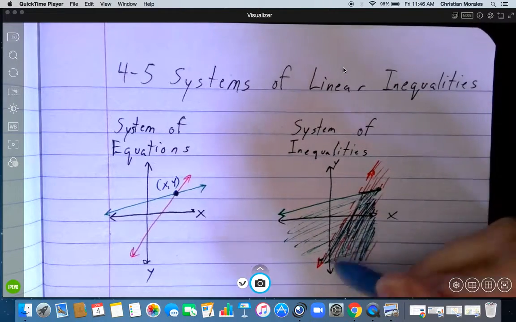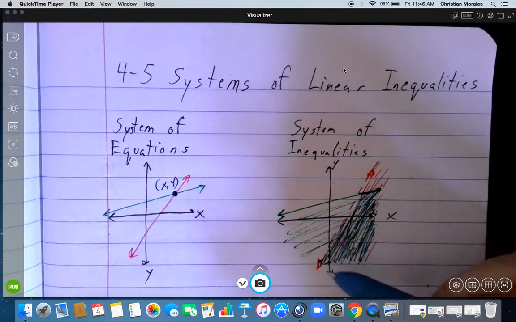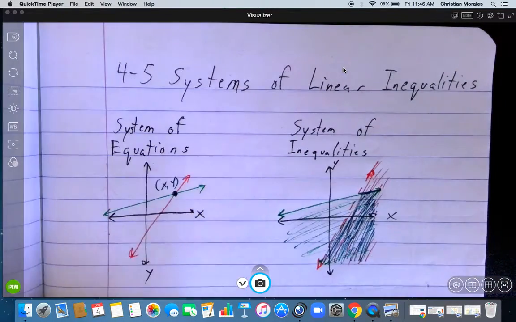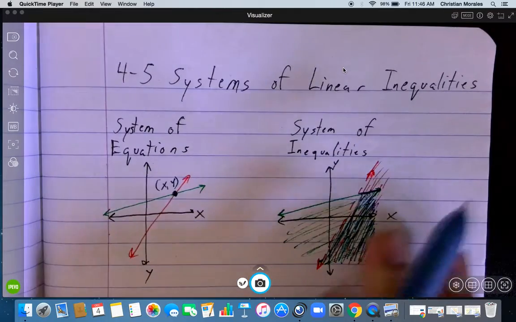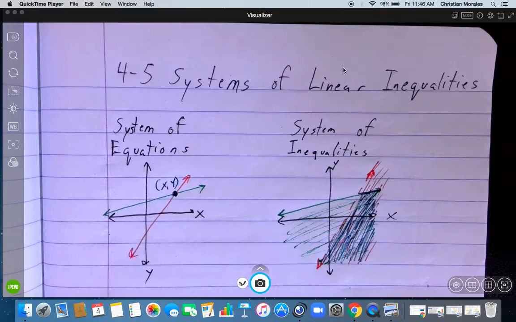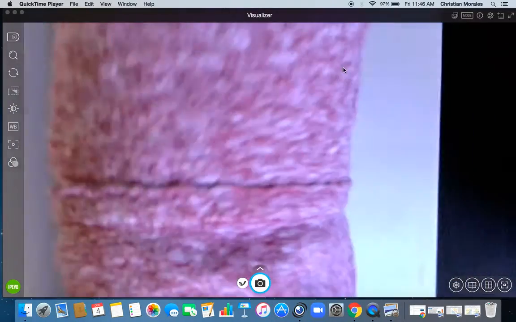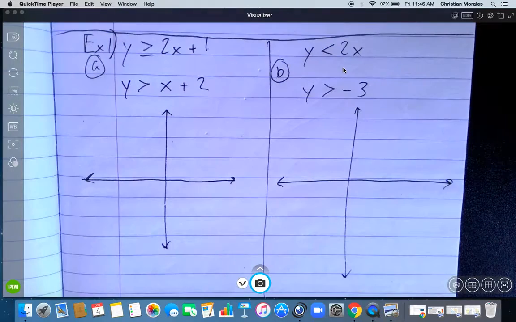Now, we don't call this infinite answers. Basically, the answers have to be in this section of the graph, and that's where your answers are. So there are multiple answers that work for a system of inequalities, okay? So to solve these, you have to graph and identify this overlap area, okay? So let's practice right here.